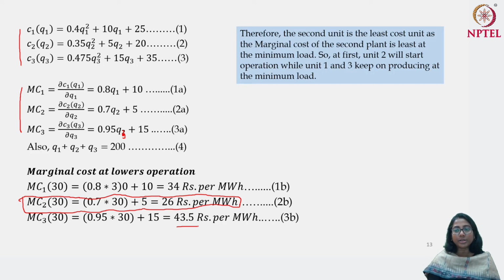So the second unit is the least cost unit, as the marginal cost of the second plant is least at the minimum load. So what happens is that unit 2 will start operating, while unit 1 and 3 keep producing the minimum load, and it is first the second unit that will be allowed to go beyond the minimum load. So remember one thing, that it does not mean that the first and the third generating unit stop producing. They keep on producing 30 megawatt. However, the second generating unit is now allowed to produce more than that.